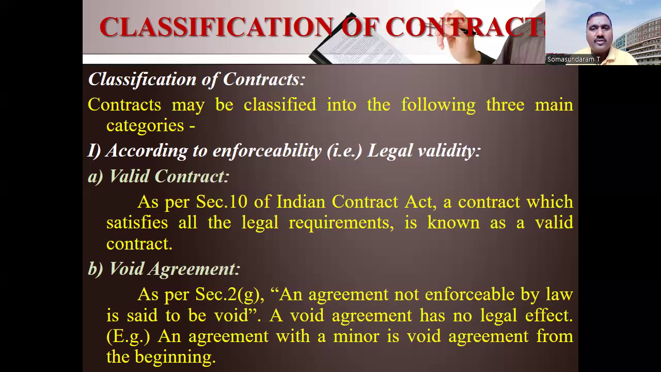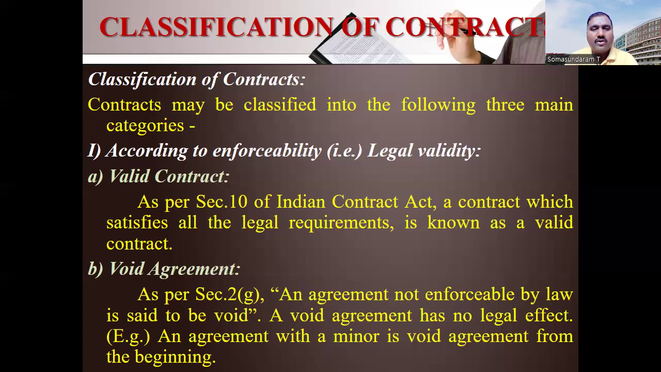And the contract should not be started through coercion. Both the parties should accept the entry into the contract. So like that, there are various elements. When all these elements are fulfilled as per Section 10 of the Indian Contract Act, the particular contract is called a valid contract. Valid contract.